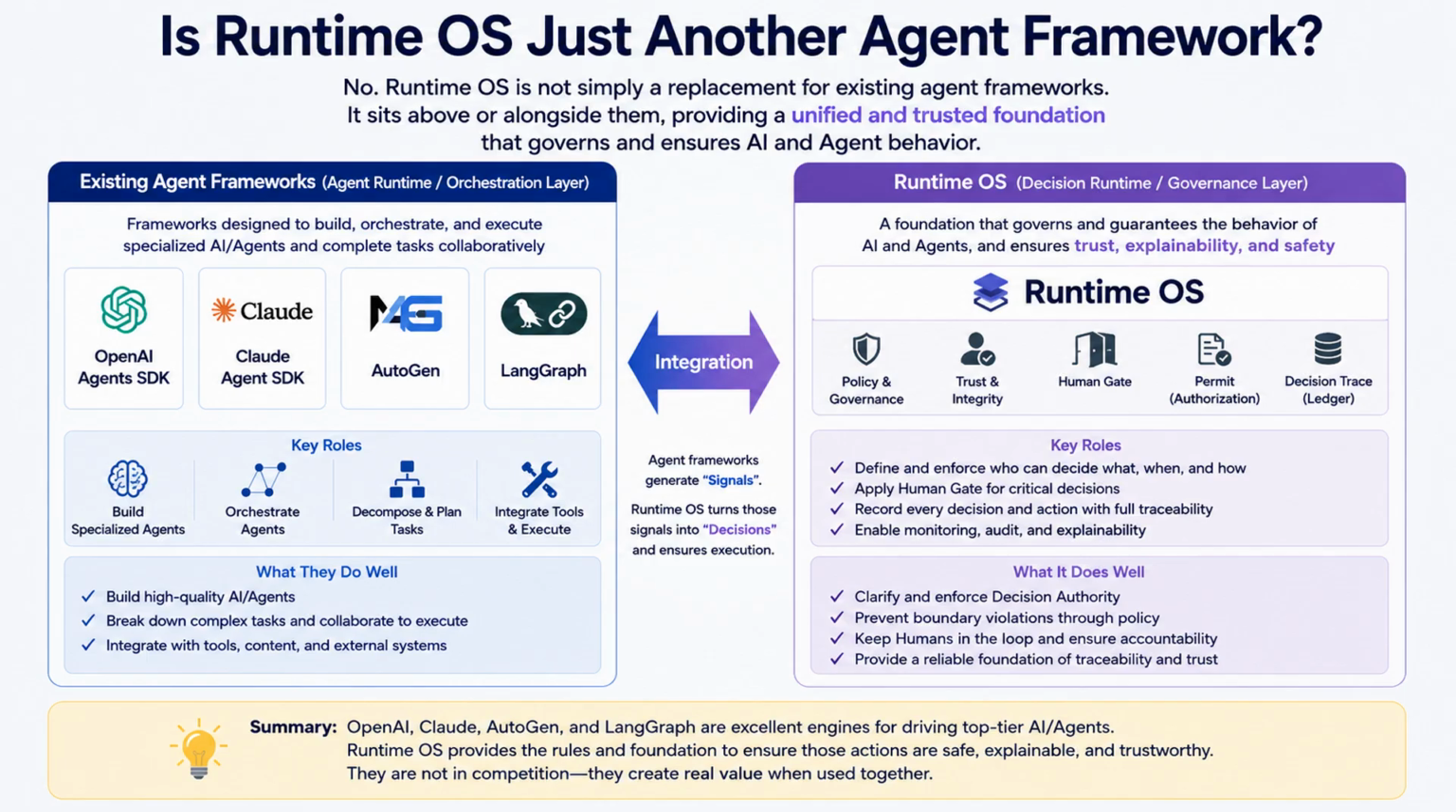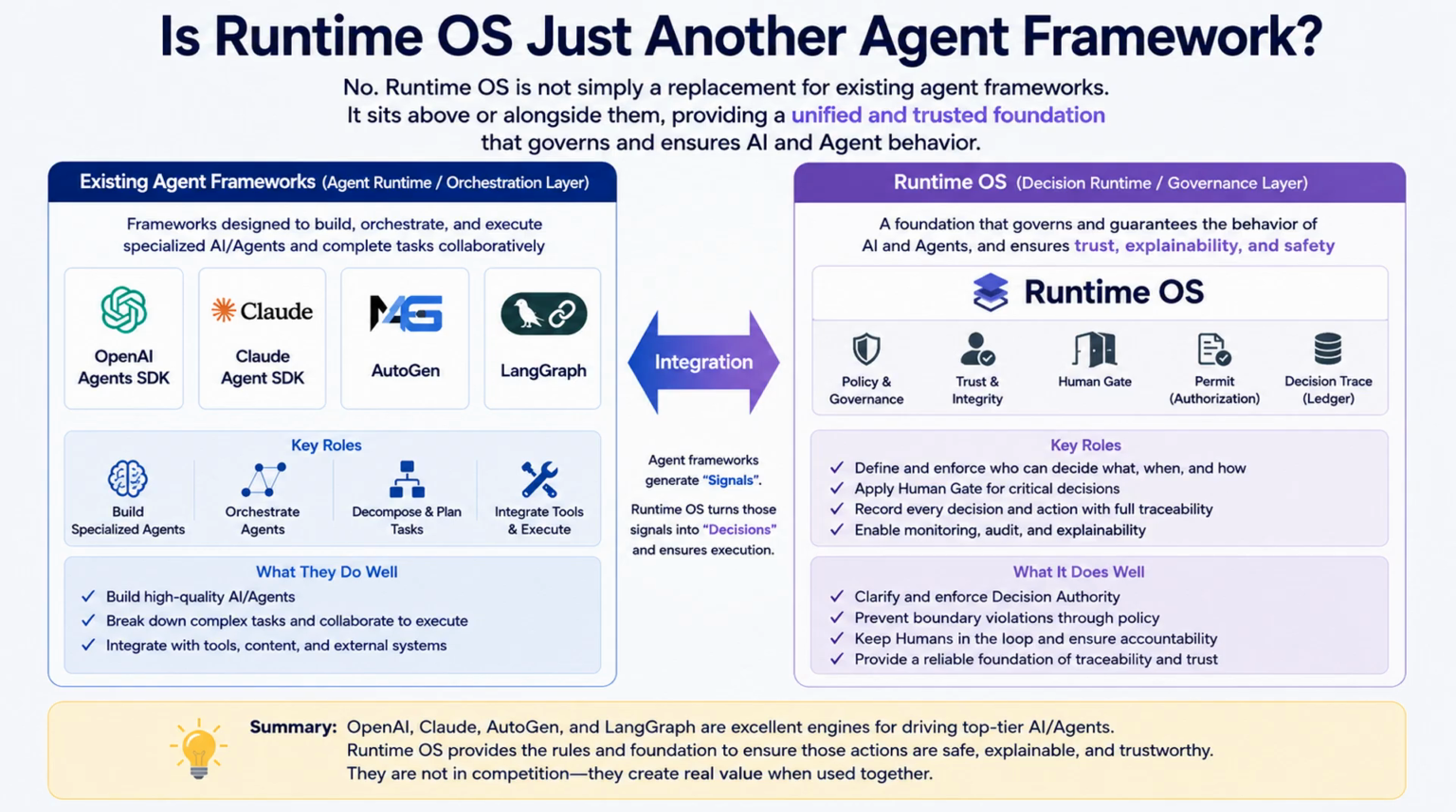What OpenAI Agents SDK, Claude Agent SDK, AutoGen, LangGraph, and similar frameworks excel at is building capable agents, coordinating multiple agents, planning tasks, and using tools to execute them. In other words, they provide the mechanisms for how agents operate and execute tasks. Runtime OS, on the other hand, addresses a layer above that.